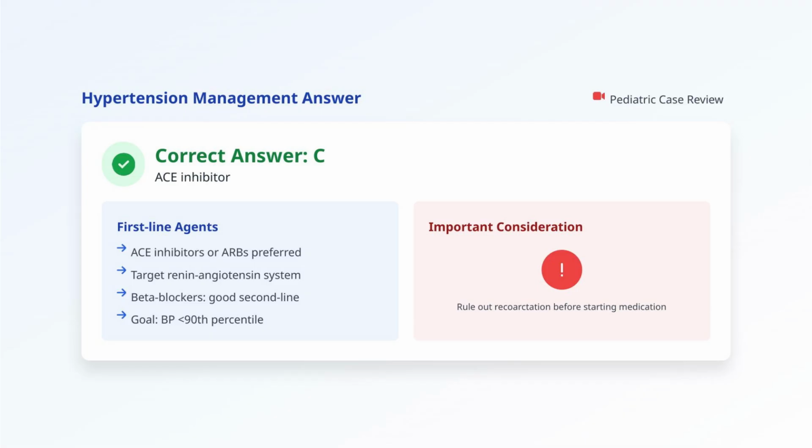ACE inhibitor. These medications are typically first-line agents for managing hypertension after coarctation repair. ACE inhibitors or angiotensin receptor blockers are preferred because they target the renin-angiotensin system, which is often hyperactive in these patients. Beta blockers are good second-line agents. Before starting antihypertensive medication, it's essential to rule out recoarctation as the cause of hypertension. The blood pressure goal is generally below the 90th percentile for age, sex, and height.